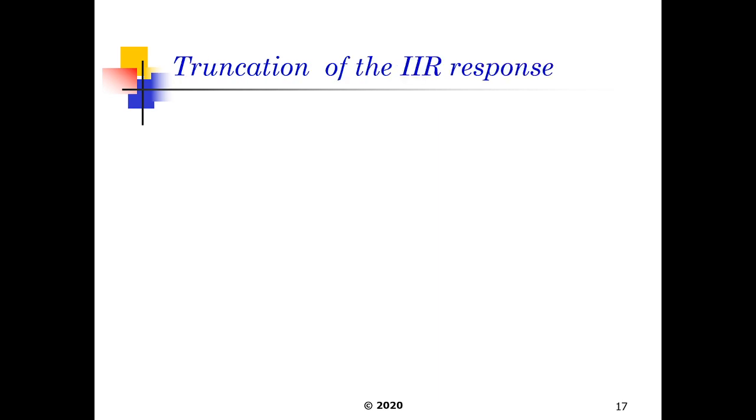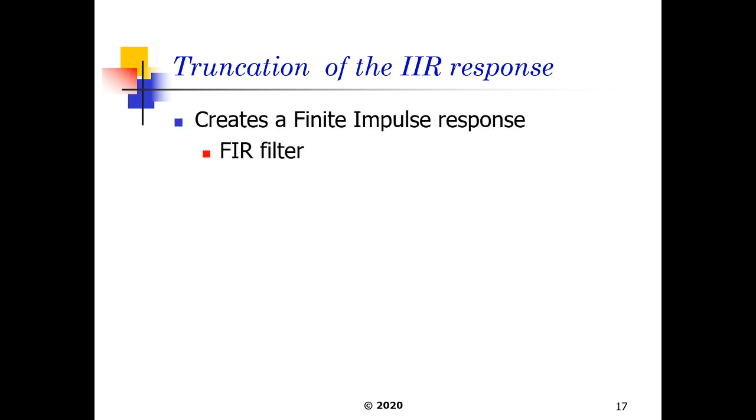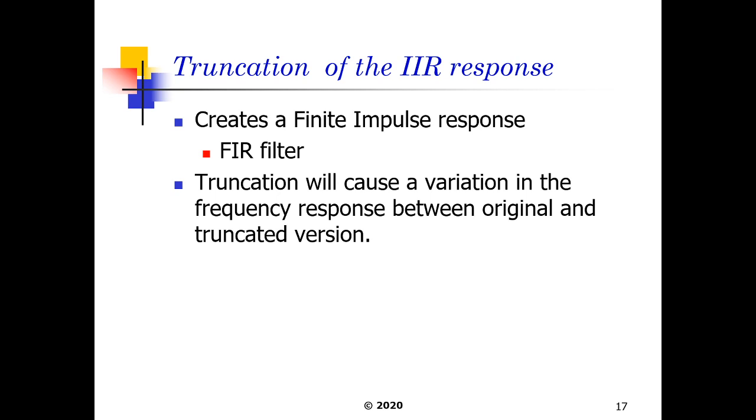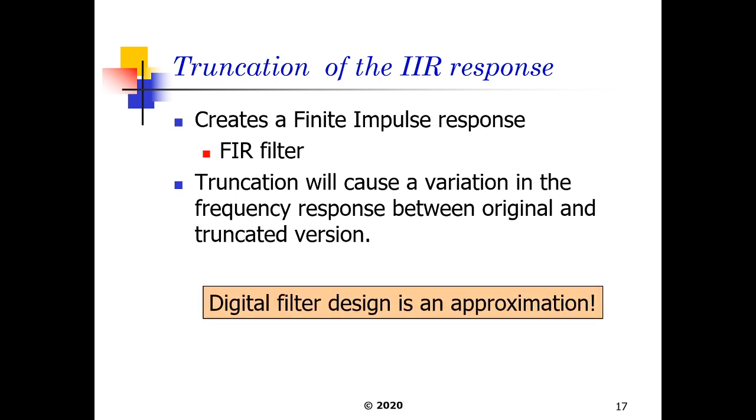And in truncating that infinite response, or infinite impulse response, IIR, this creates the finite impulse response, or the FIR filter design, which we require. The truncation, on the other hand, will give a variation in the frequency response between the original and the truncated version. This brings us to the first important point when we're doing digital filter designs, that it is an approximation of the continuous filter design or the analog filter design.